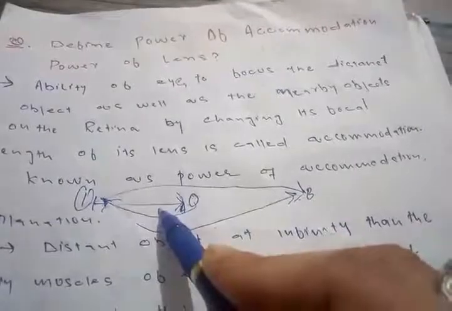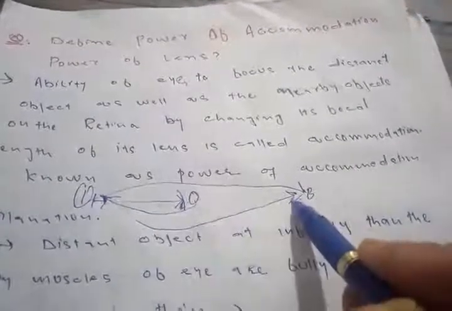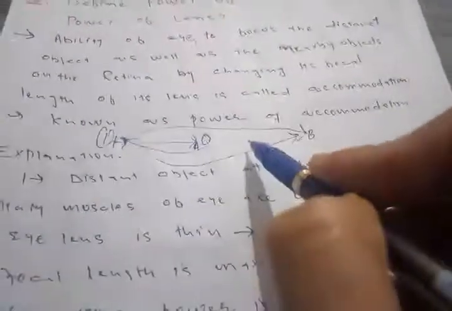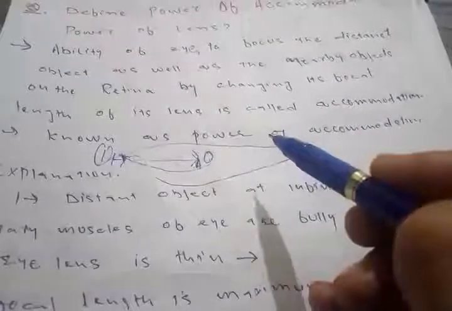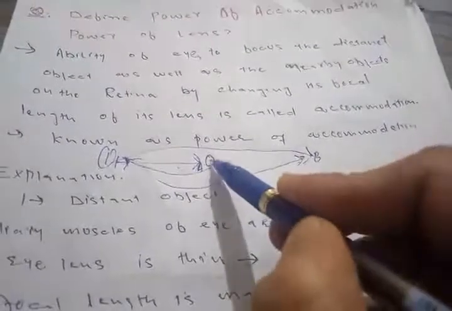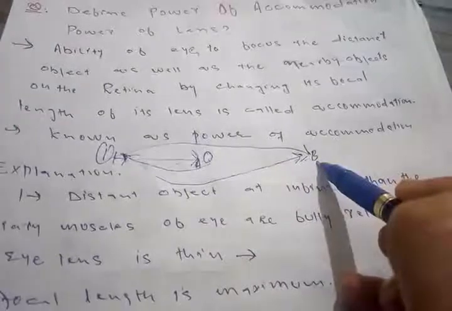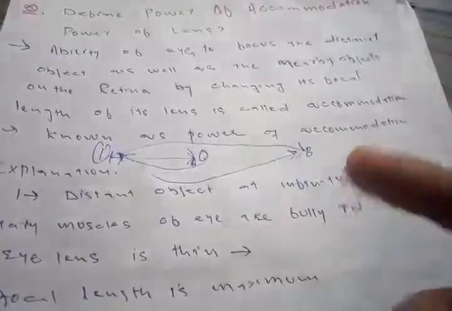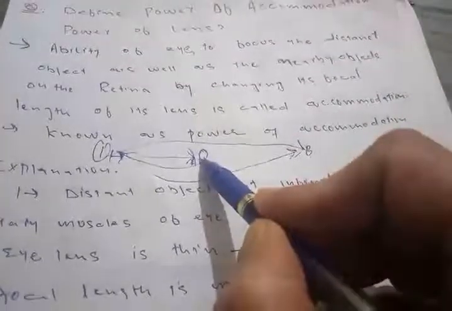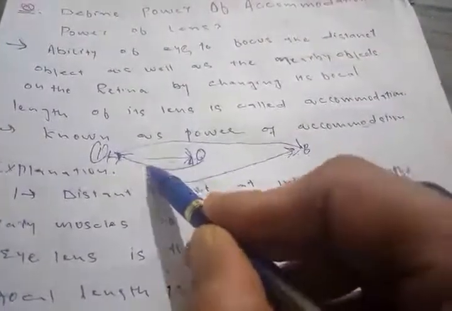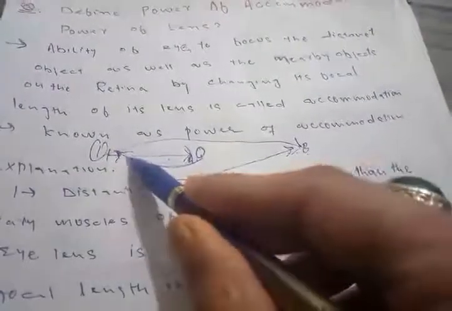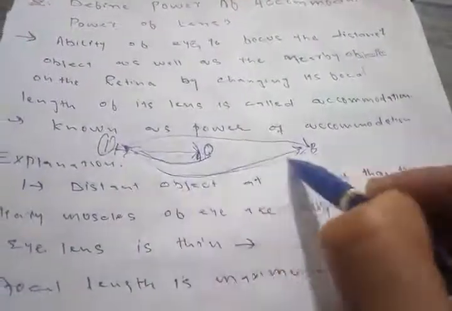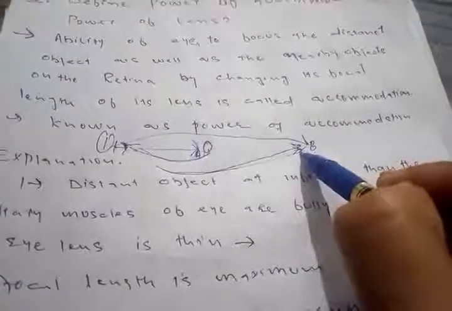Here the focal length is less and here it is more. So when an eye has the capacity to see nearby objects as well as far objects by changing its focal length, it is called power of accommodation. So two conditions are there. One condition is when you are looking at nearby objects, and the other is when you are looking at far objects. Two types of conditions are there.